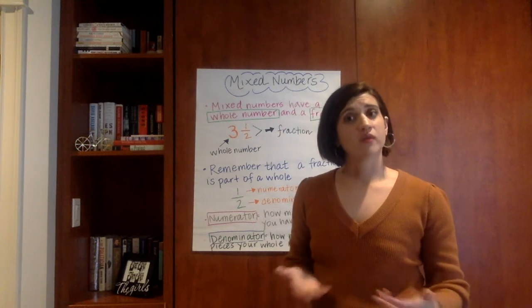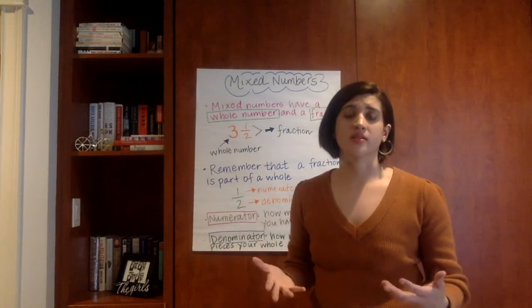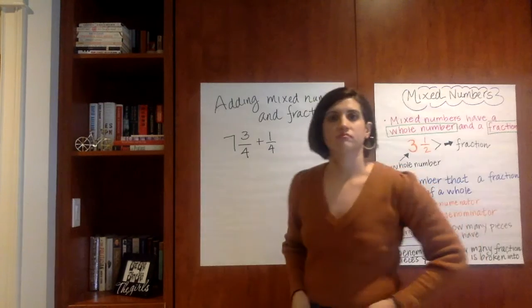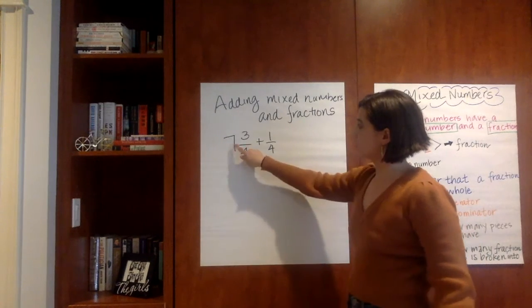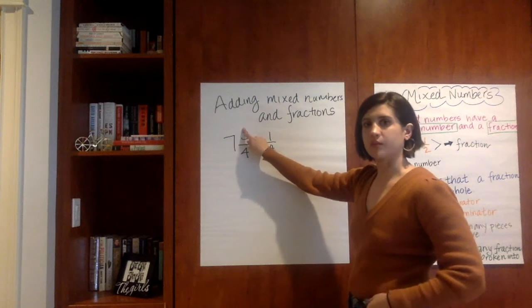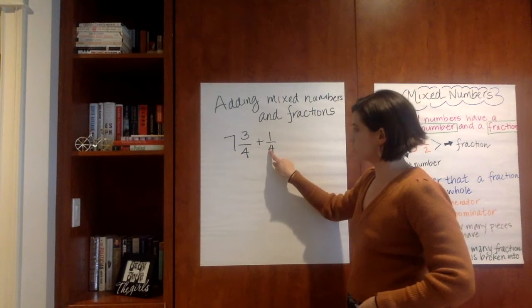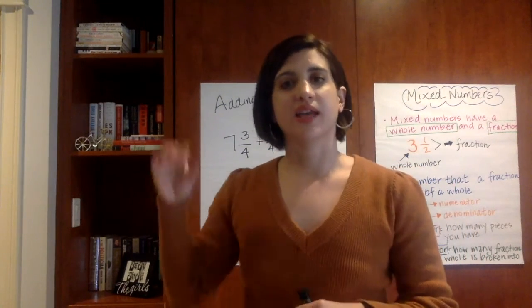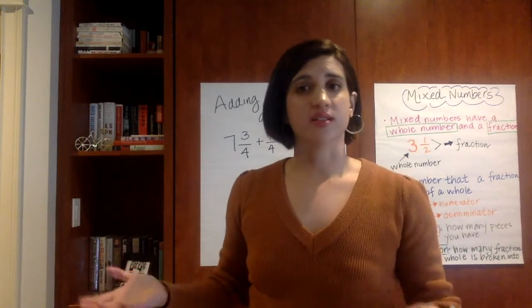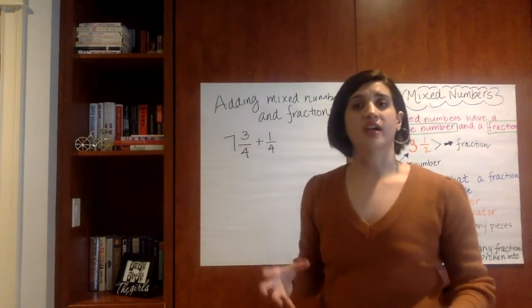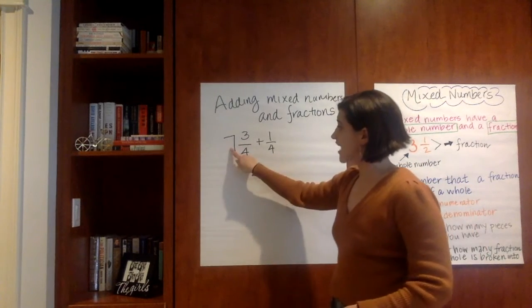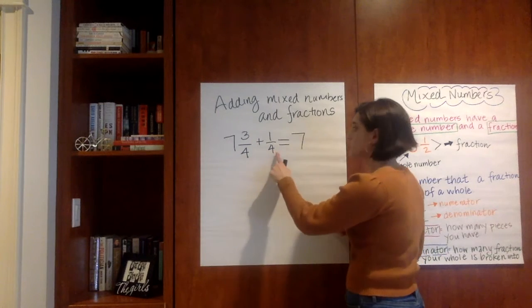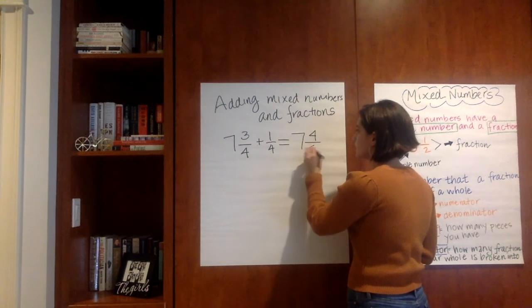So now that we've reviewed what it means to be a fraction and a mixed number, let's talk about how to add and subtract them. In this case, I am adding 7 3/4, which is my mixed number, plus 1/4, which is my fraction. Because I'm adding, because I'm putting together, because I am combining, I can add the whole number and the whole number, which in this case is nothing, and my fraction and my fraction. So I add 7 plus nothing, which gives me 7, and 3/4 plus 1/4, which gives me 4/4.